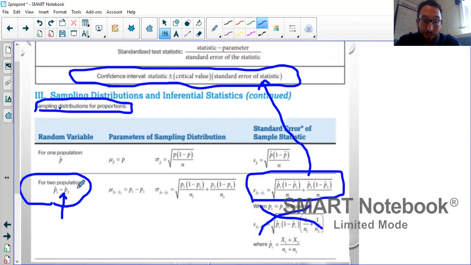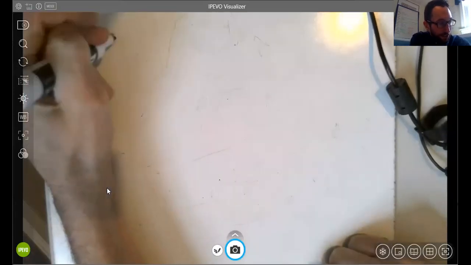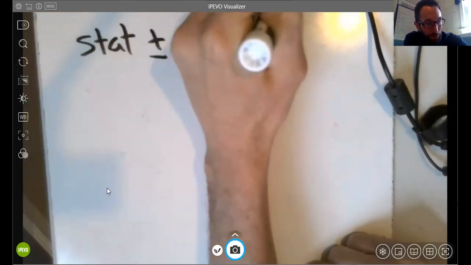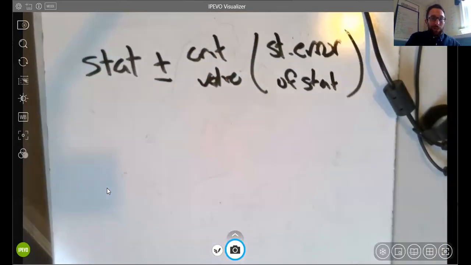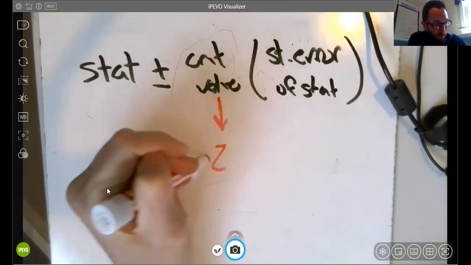This right here is our statistic, and we should know our critical value is z star. So for the formula, let me hop out of here and jump over to this so I don't have to write all this craziness with the mouse. So here's the deal: statistic plus or minus critical value times the standard error of the statistic. Stop looking at my hands. We know that, I hope, or I'm going to cry.